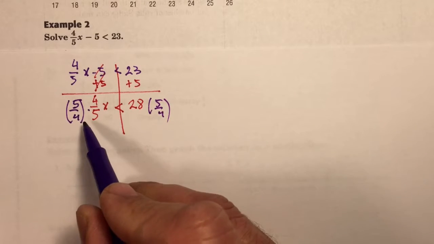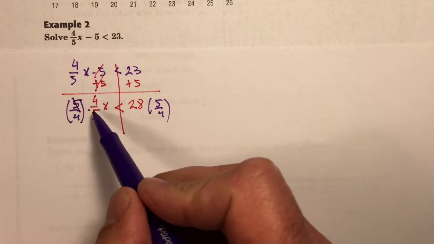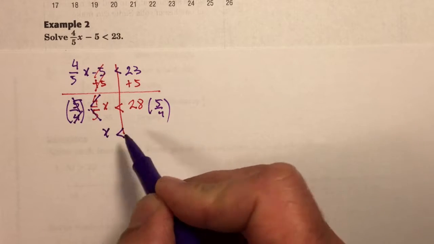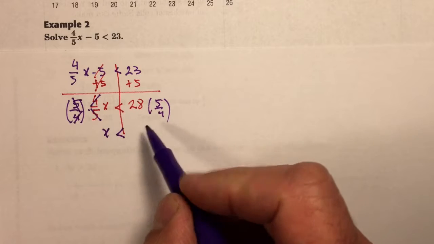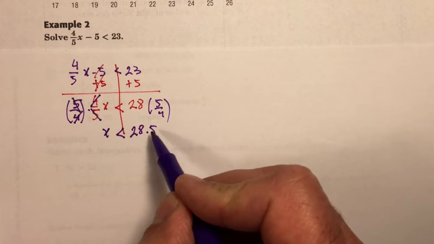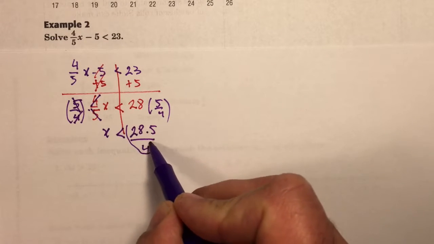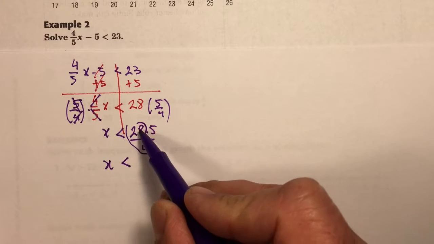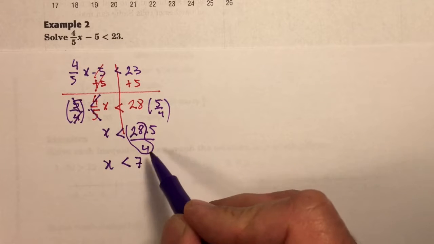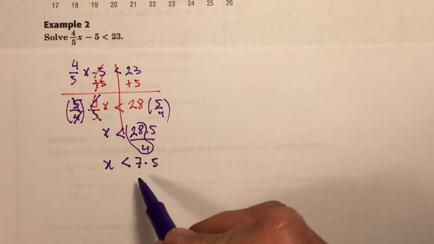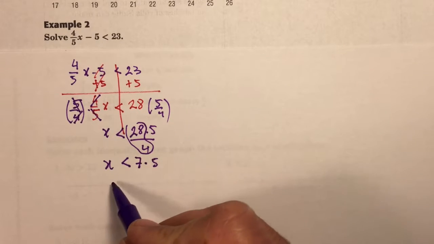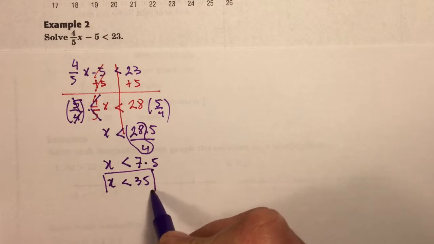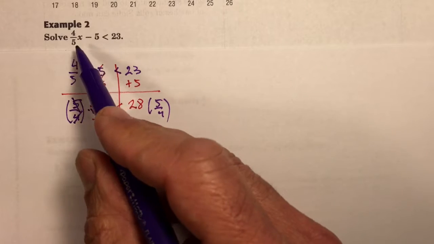Very good. I did this because I can eliminate the 5/5, and the 4/4 is 1, and x smaller than 28 divided by 4 is 28 times 5/4. I can do 28 divided by 4. That is 7. So x smaller than 7 times 5. And 7 times 5, how much is it? 35. So x smaller than 35. This is my solution for this inequality here.